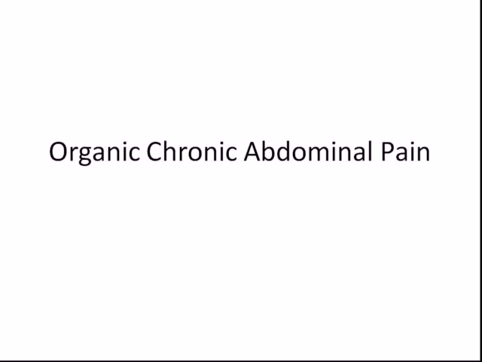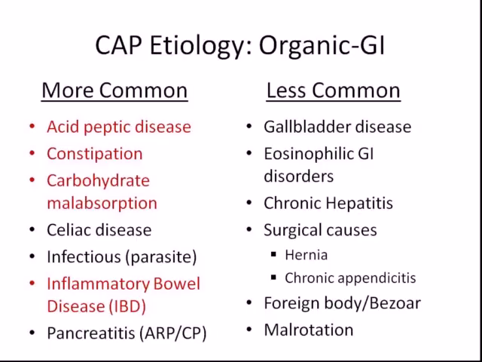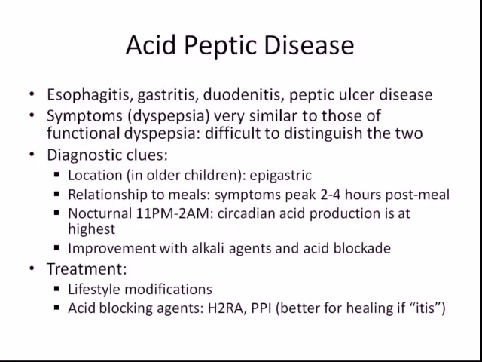So let me shift the discussion to more detail about organic chronic abdominal pain. I already showed you this slide, but I would like to go into more detail on the four diseases that are in red: acid peptic disease, constipation, carbohydrate malabsorption, and inflammatory bowel disease. And this is because these are really common.